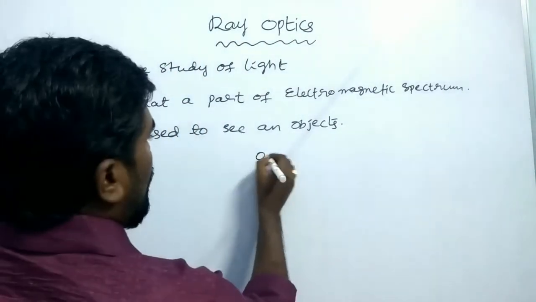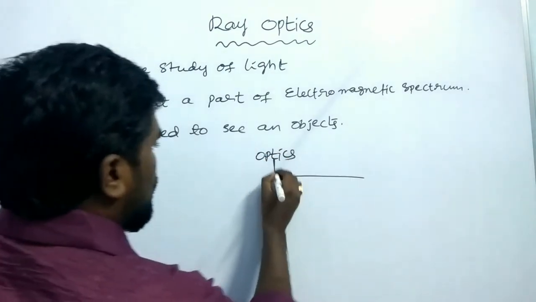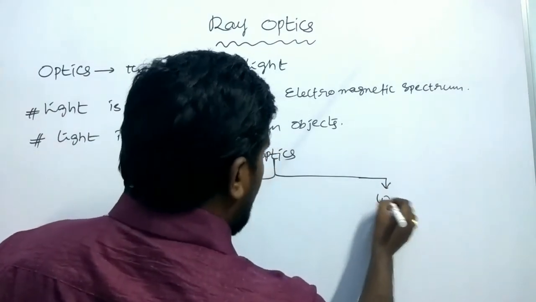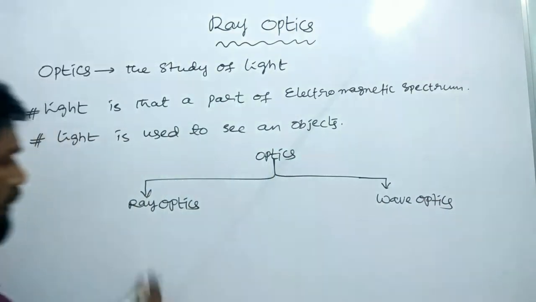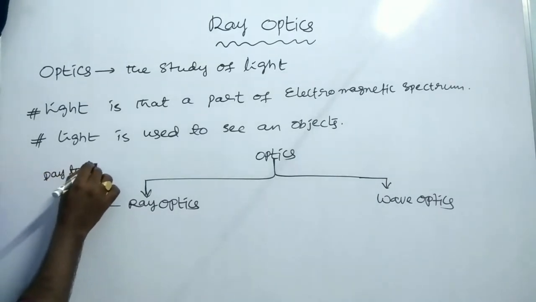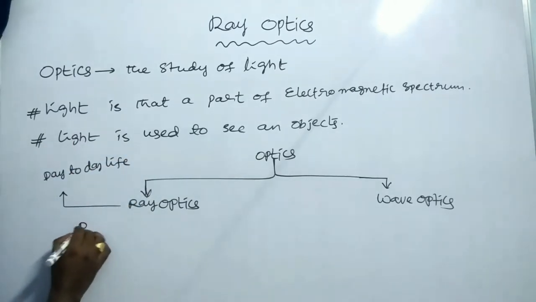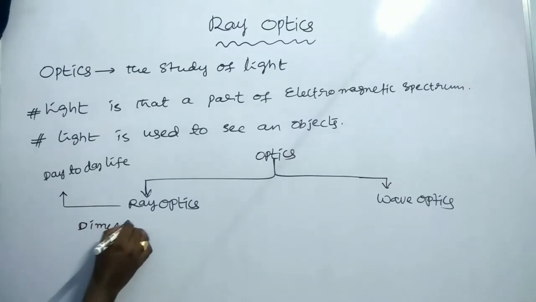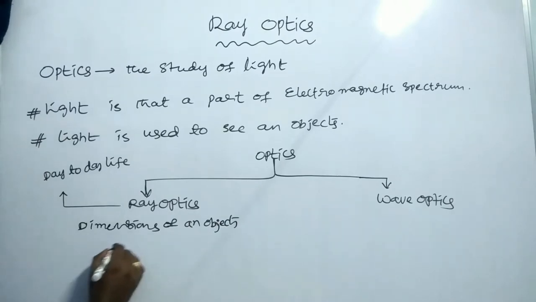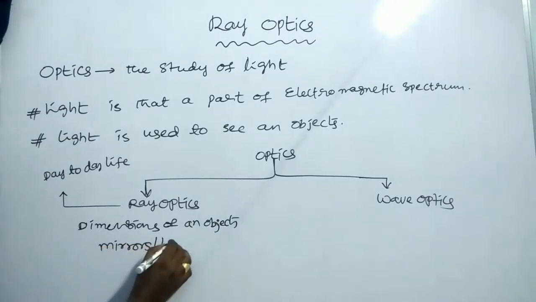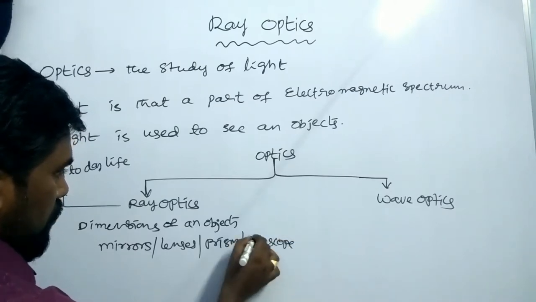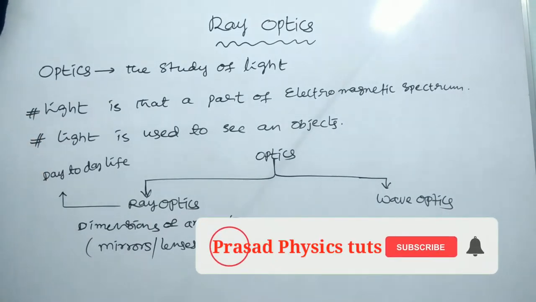So optics has two parts: first is ray optics, which we are studying now, and another is wave optics. Ray optics is the study of phenomena in our day to day life, involving the dimensions of objects such as mirrors, lenses, prisms, telescopes, microscopes, whatever the apparatus is.